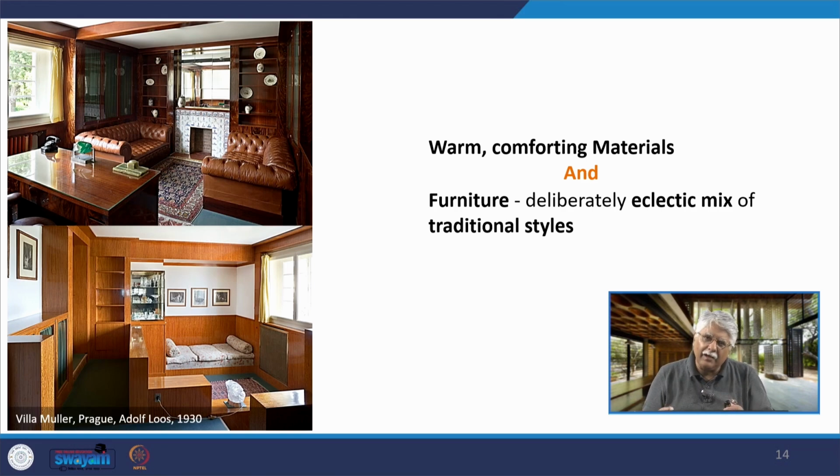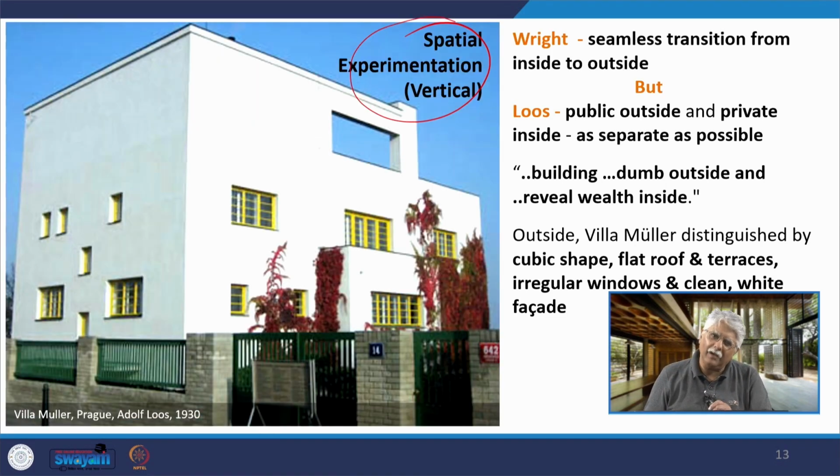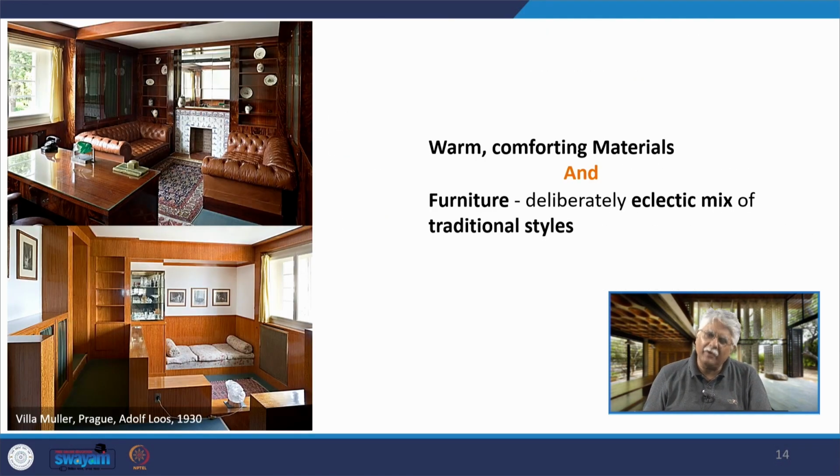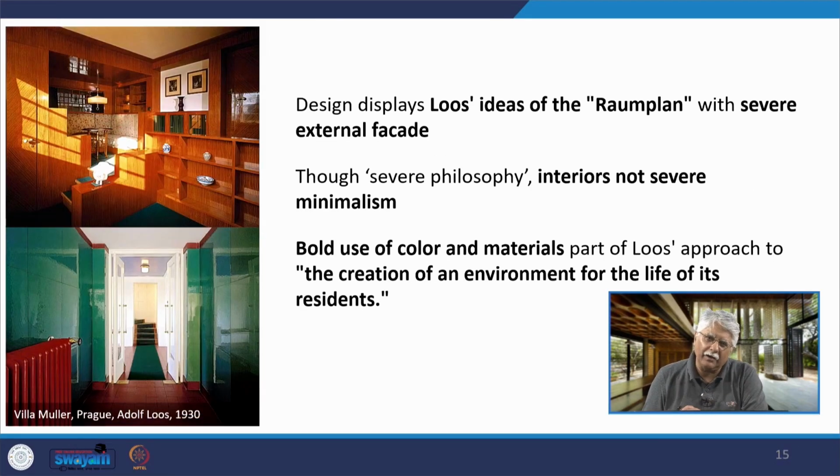So the inside is so different from the outside, very different from Wright, who used to bring a connection between inside and outside. The design displays his ideas of the Raumplan with a very severe external facade. This severe philosophy is not there in the interiors. Interiors do not have the very severe minimalism we see on the outside, but there is a bold use of colors and materials. He creates an environment for the life of its residents inside the building.